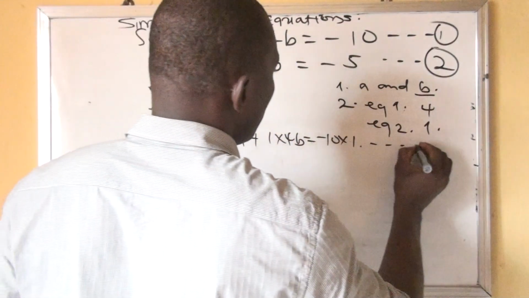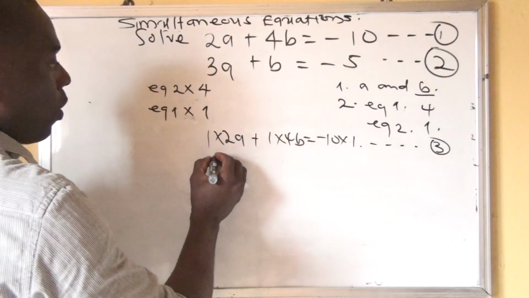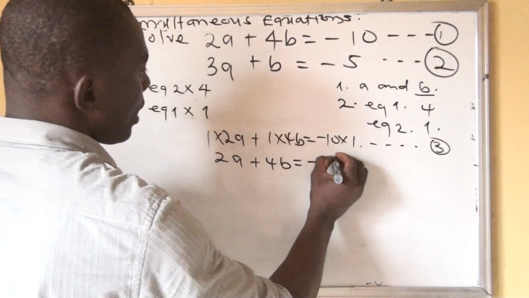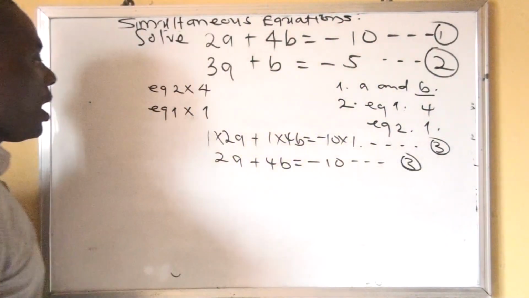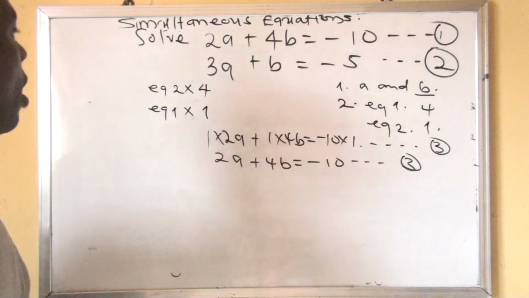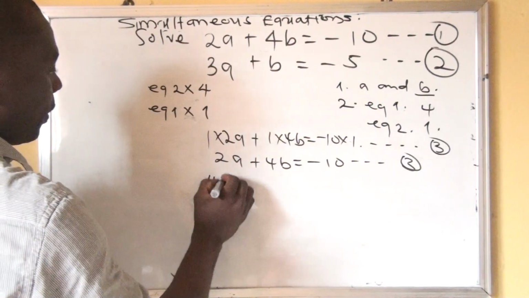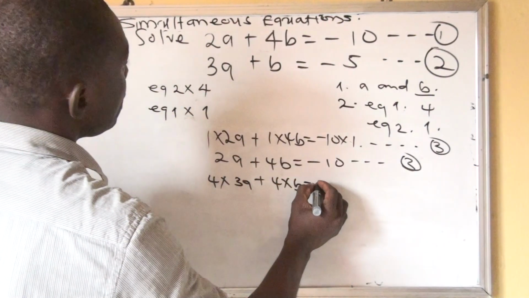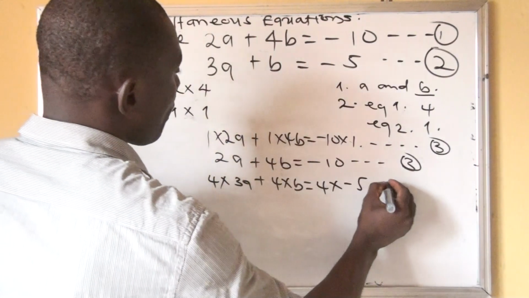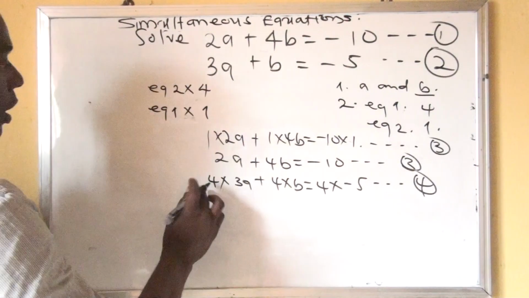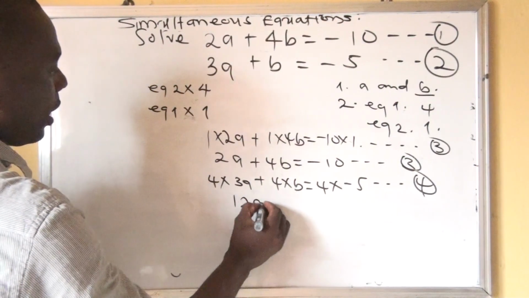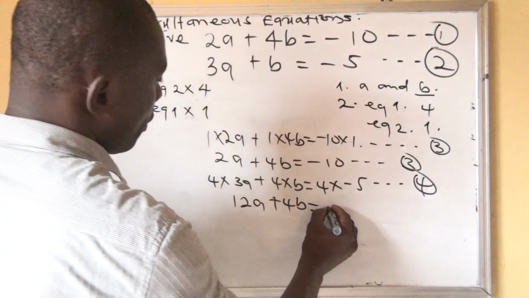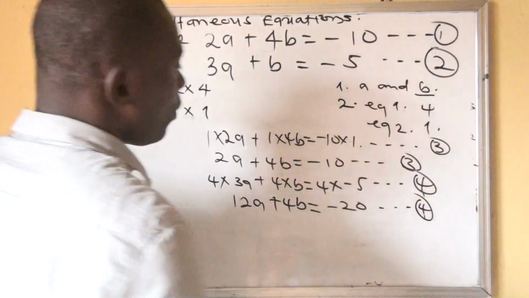This becomes a new equation, equation 3. So 1 times 2a is 2a, 1 times 4b is 4b, and 1 times minus 10 will give us minus 10. This is our equation 3. Then we do the same thing, equation 2 multiplied by 4. So we say 4 times 3a plus 4 times b is equal to 4 times minus 5. This becomes equation 4. So 4 times 3a will give us 12a. Then 4 times b will give us 4b. And 4 times minus 5 will give us minus 20. So this is equation 4.